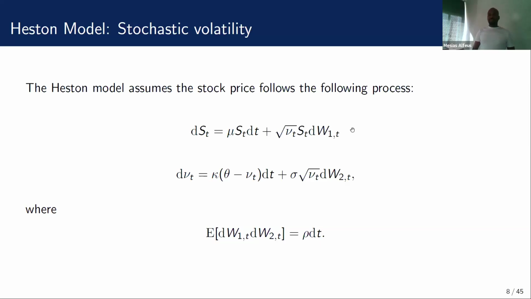So here in this case, the volatility is not a constant. It is a stochastic process as well, as you can see. And then we have the Brownian motions there, dW1 and dW2, and they are correlated via this correlation factor, which is rho.